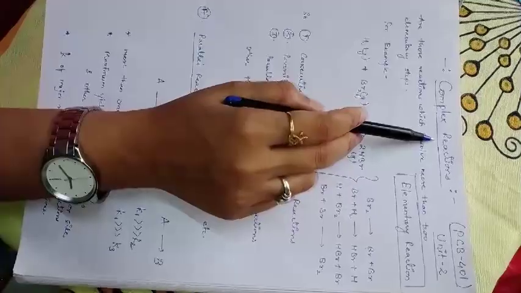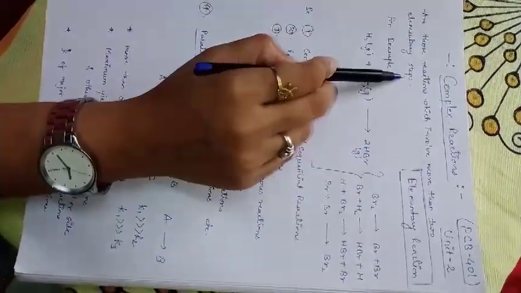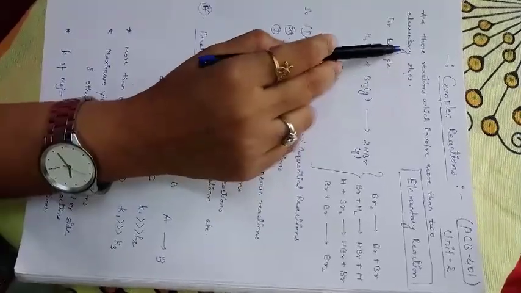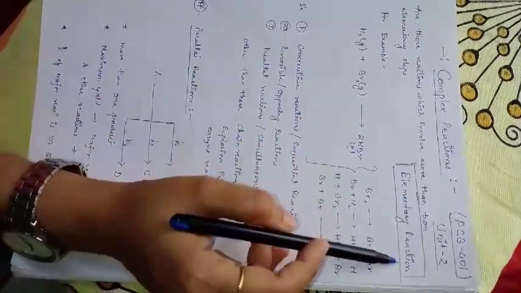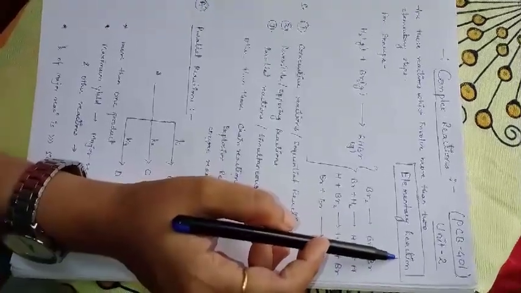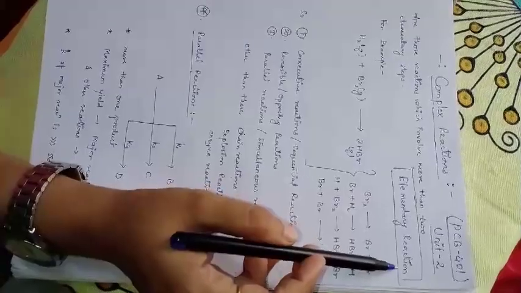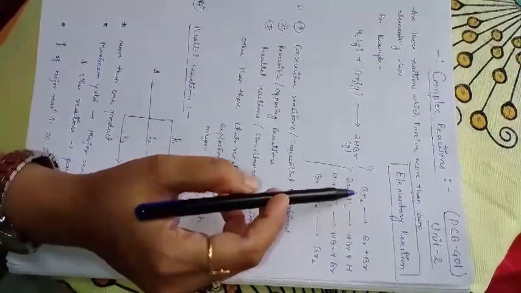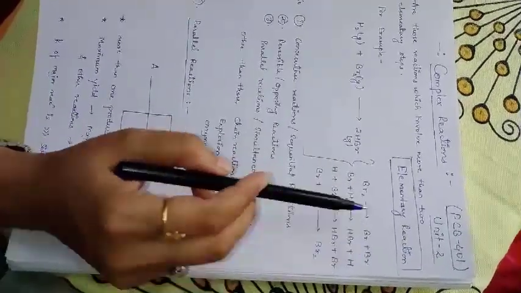A complex reaction is that reaction which is made up of more than two elementary steps, or two elementary reactions. Now, I think you all know what an elementary reaction is. If you still have some doubt, I will tell you an elementary reaction is that reaction which is completed in only one step. So let us understand from this example.